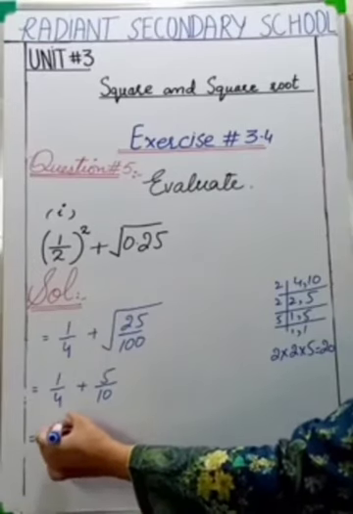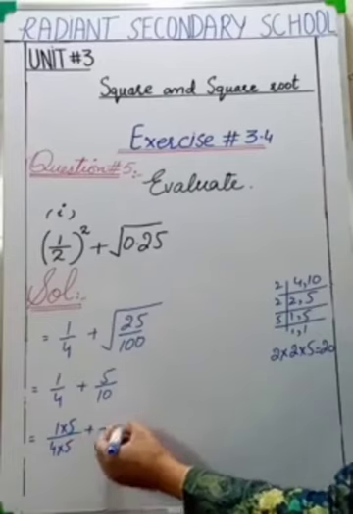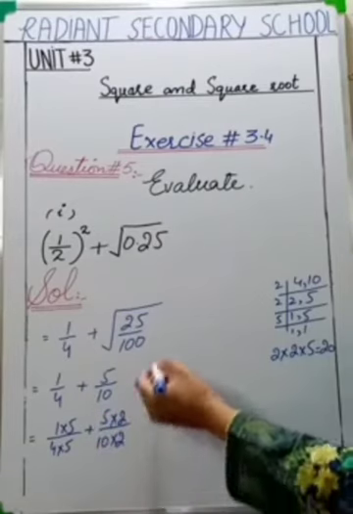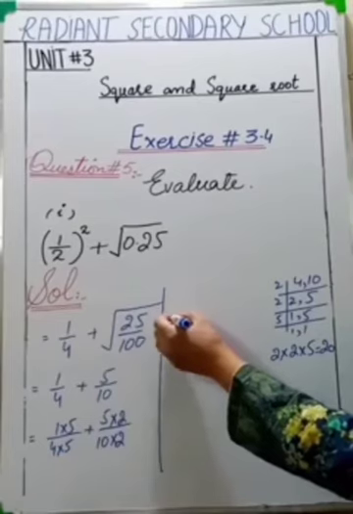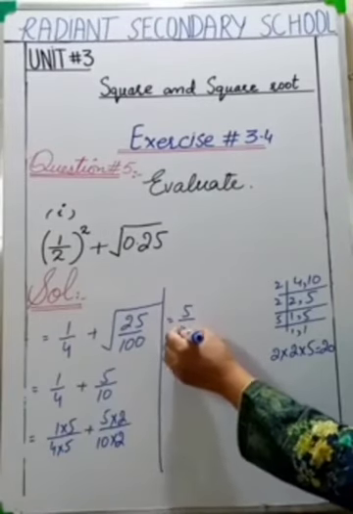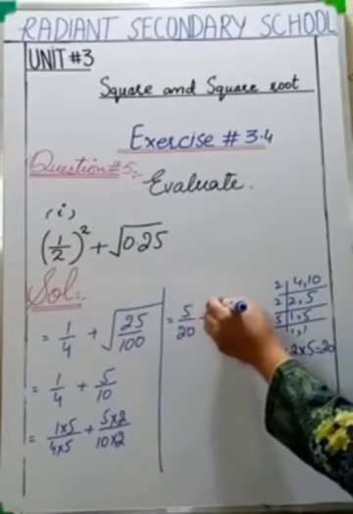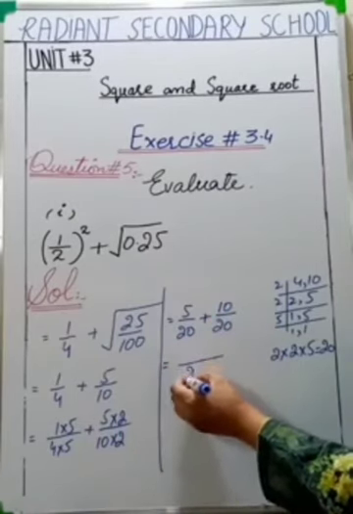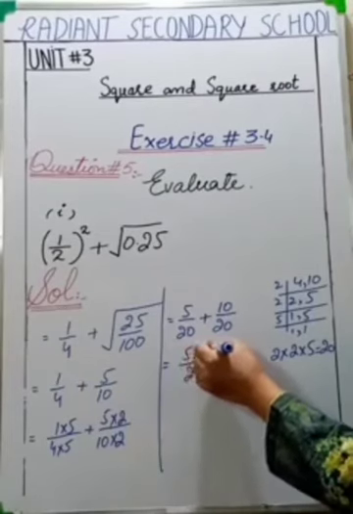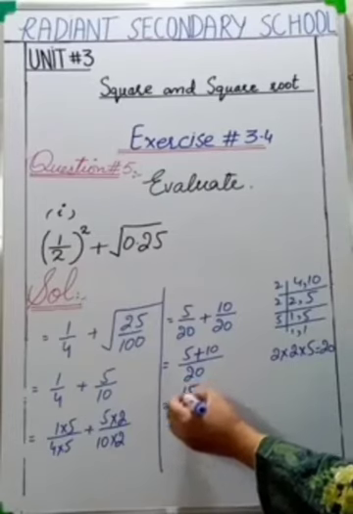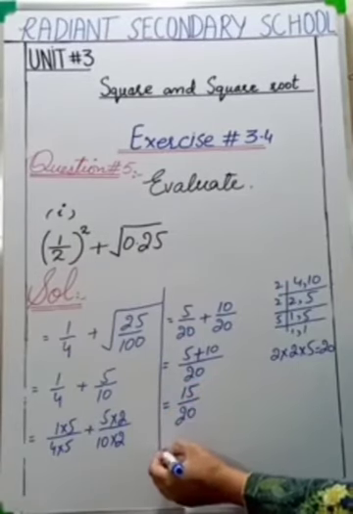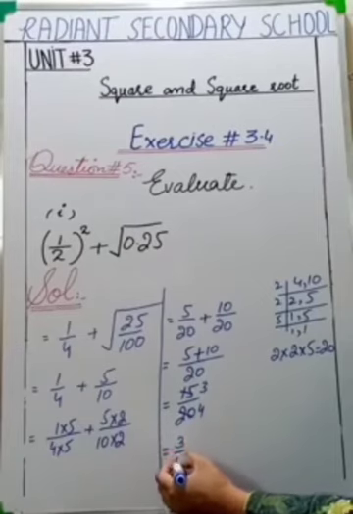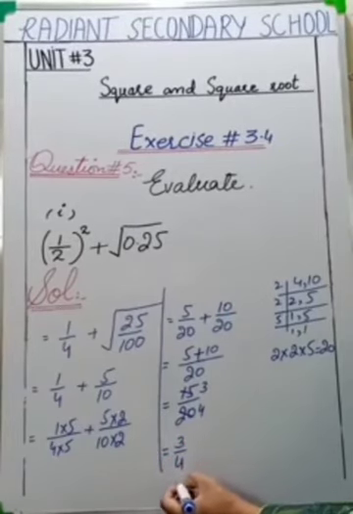So here you have to make the denominators same. 4 into 5, 1 into 5 plus 10 into 2 and 5 into 2. Now 5 ones are 5, over 4 5s are 20 plus 5 2s are 10 over 10 2s are 20. Now add numerators. 5 plus 10 over 20. It will become 15 over 20. Simplify it. 5 3s are 15, 5 4s are 20. The answer is 3 by 4, but you will convert it into the decimal.